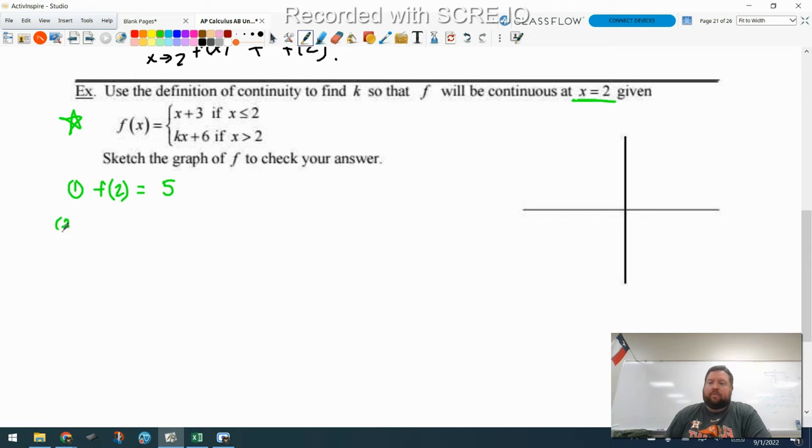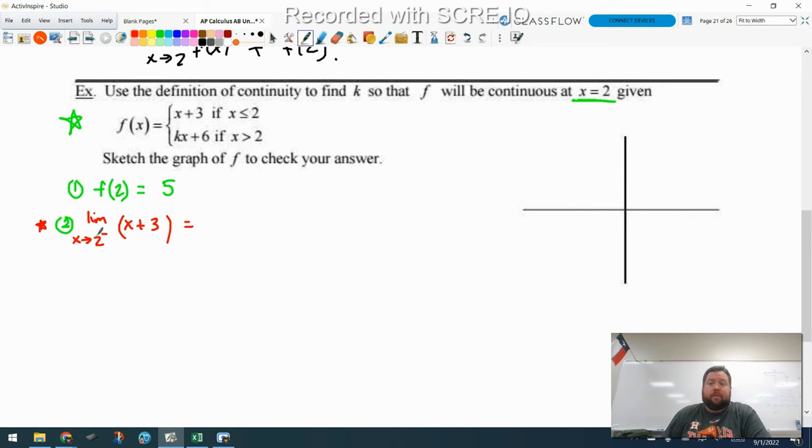All right, second part, the limit must exist. This is the key to this one. For our limit to exist, the limit from the left has to equal the limit from the right. So here's how we're going to do this. We're going to do a limit as x approaches 2 from the left. Now, if I'm coming from the left, I'm using the top piece because x is less than 2. That's left. So that's going to be x plus 3.